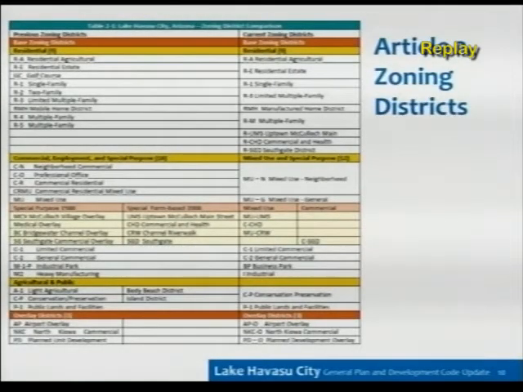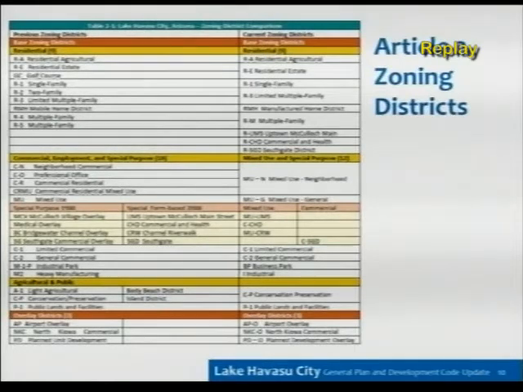So this table should be somewhat familiar. We initially presented it, if you can think back to our detailed outline of your code and where we wanted to go in this process. And on the left side are your existing districts. And right now, your districts are broken down into residential districts, commercial and employment districts, special purpose districts, and overlay districts, which actually isn't too many categories.